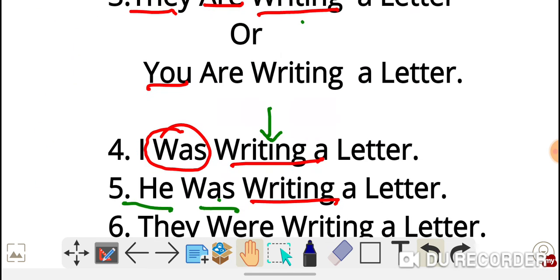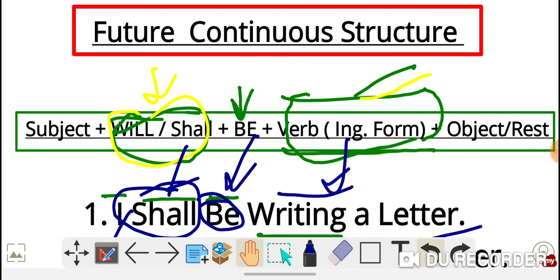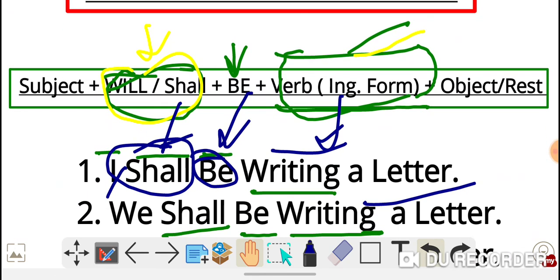And in future, what is the structure? Subject plus will or shall plus be plus verb ing form. Again will or shall represent the tense, subject, number, and be should be there. We do not need to break the be because we have already used shall. So verb plus ing form is the continuation, and the rest. So, I shall be writing later. When the writing, the continuation, will occur in future, how is it represented? With the shall.